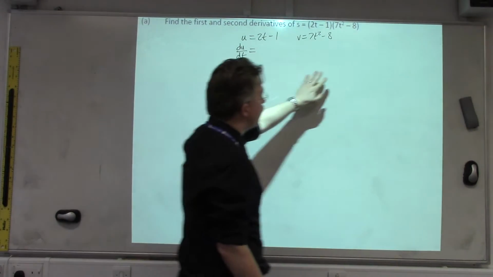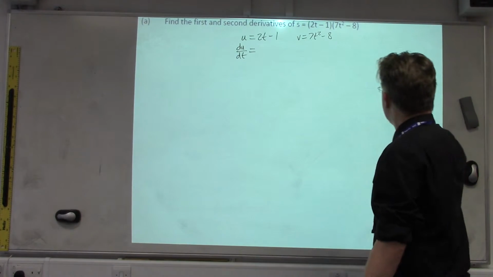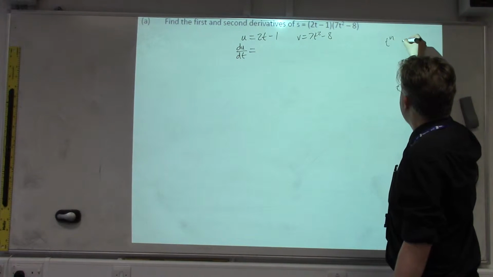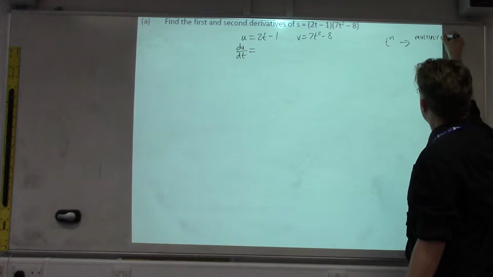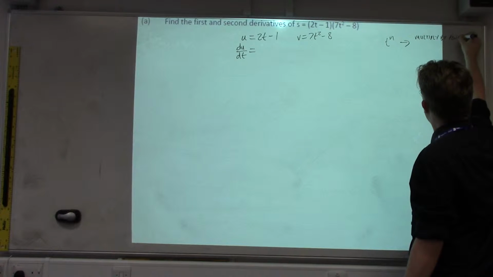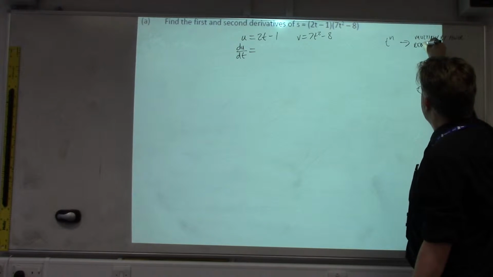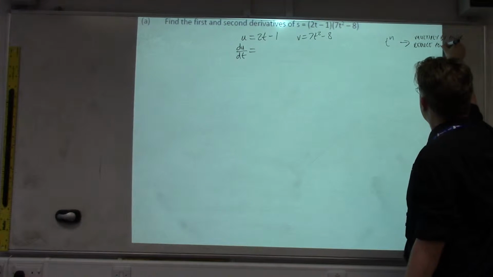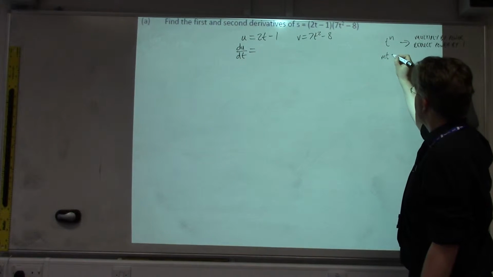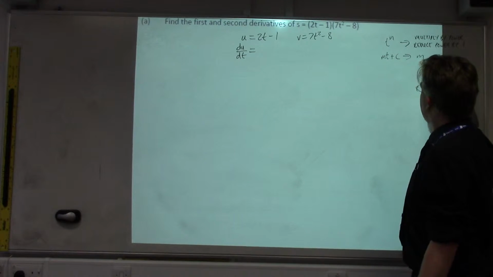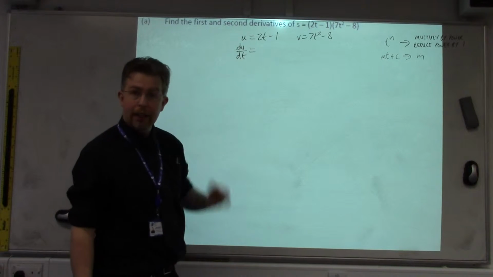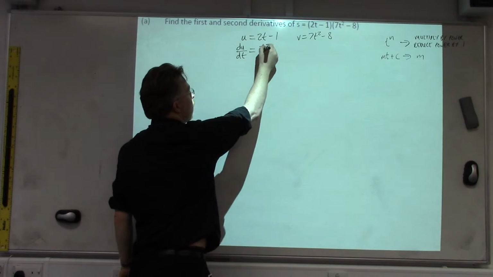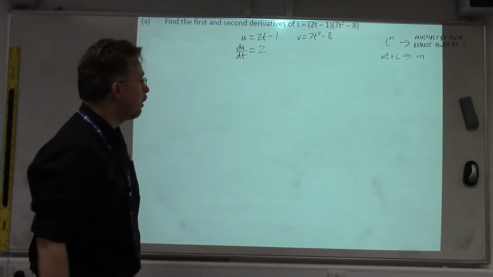So this is just a quick reminder of the rules. If you've got t to the n, then you multiply by the power and reduce power by 1. If you've got mt plus c, you just need the m. So for the 2t minus 1, that's mt plus c, the m is 2, so du by dt is 2.